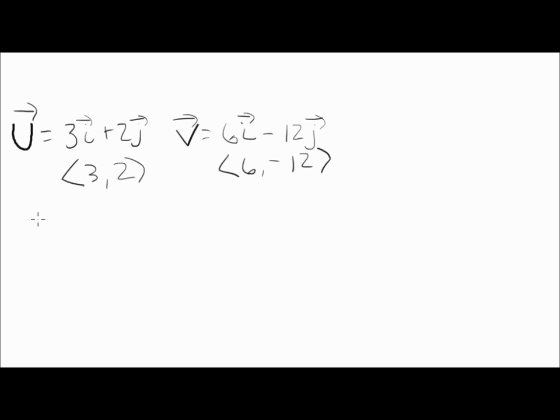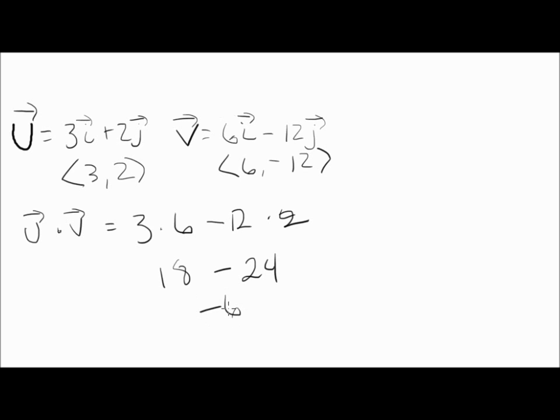So let's take the dot product. Let's find u dot v. That's going to be our first in both of them. So 3 times 6 plus our second ones, which is 2 and negative 12. Now 2 times negative 12 is going to be negative 24. So we're going to have minus 12 times 2, sorry. And then we'll do that out, and we'll have 18 minus 24, which is going to give us a negative 6.